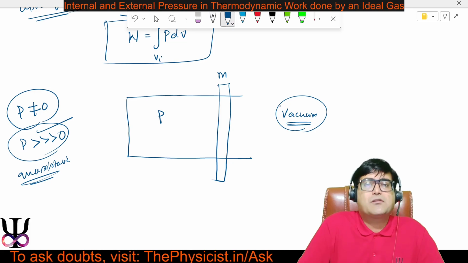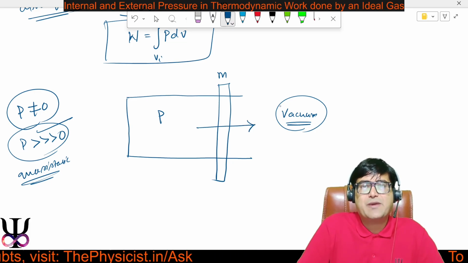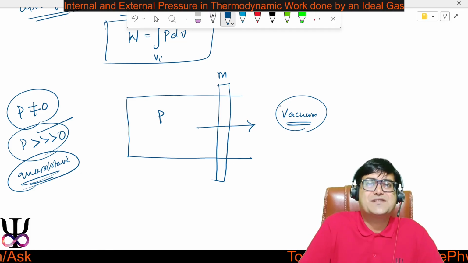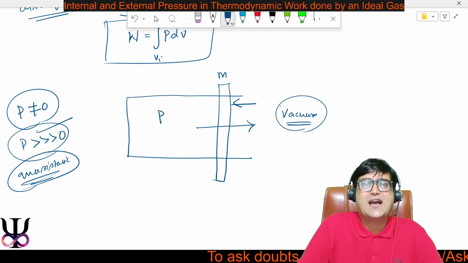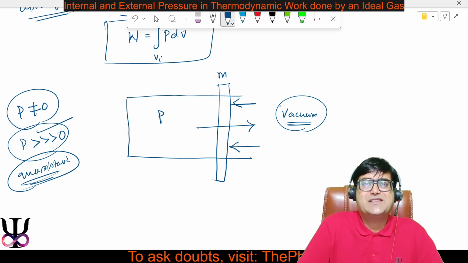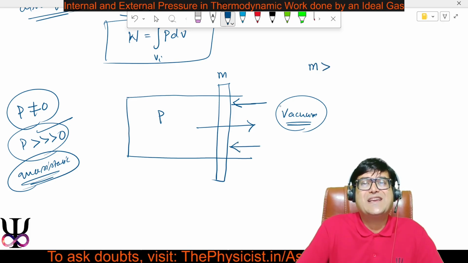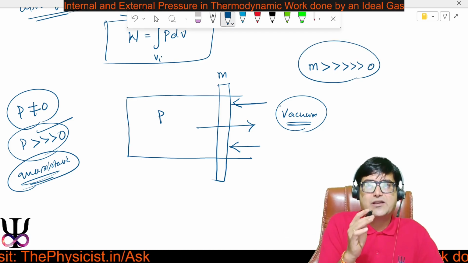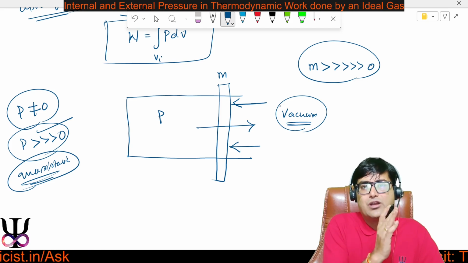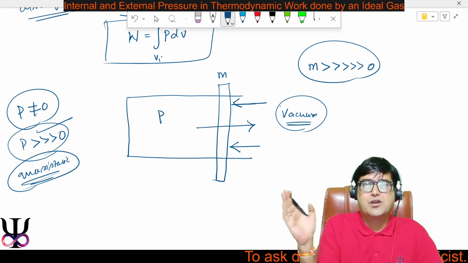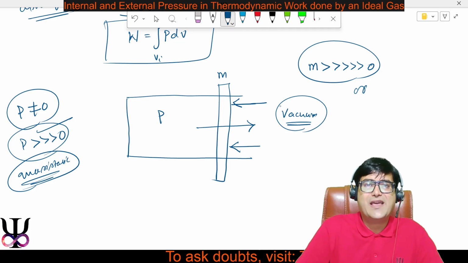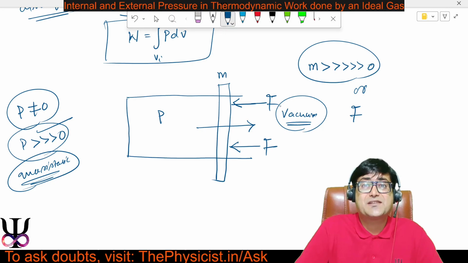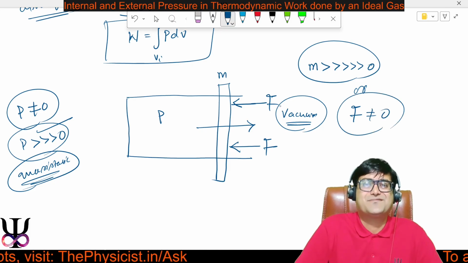But we know that the internal pressure is not zero. When the piston is expanding, and if the process is quasi-static, then the only way that happens is if either the mass of the piston is extremely large, so that the gas is not able to instantly push the piston, or there is some applied force which is not zero, right?